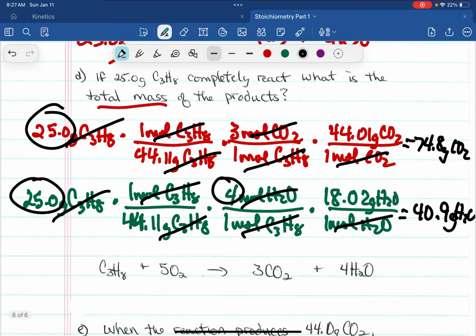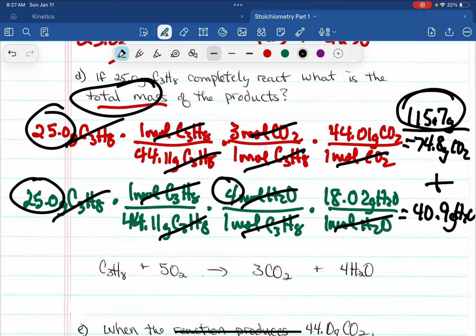And that question says the total. What is the total mass? So I need to add those 2 together. I'm going to get 115.7, I believe. There's my answer.